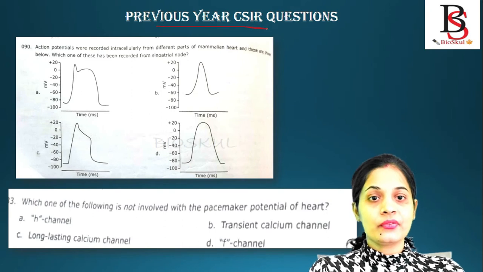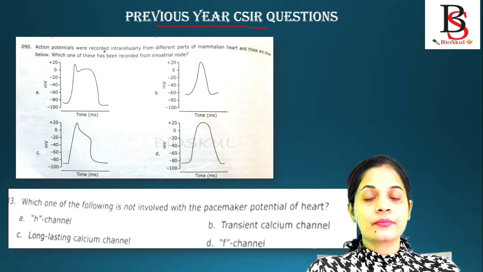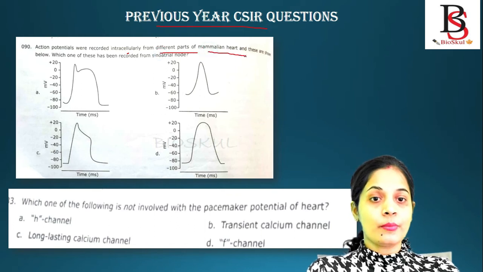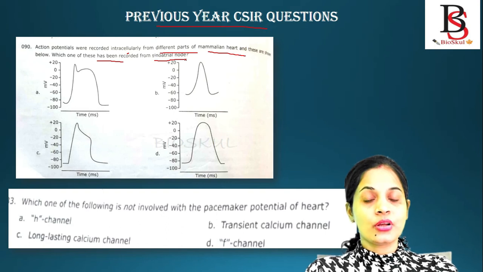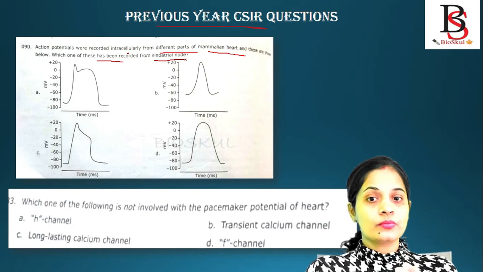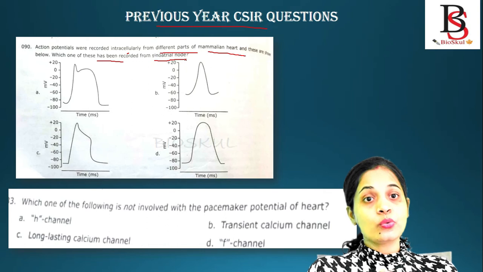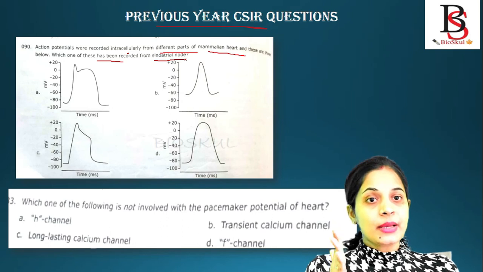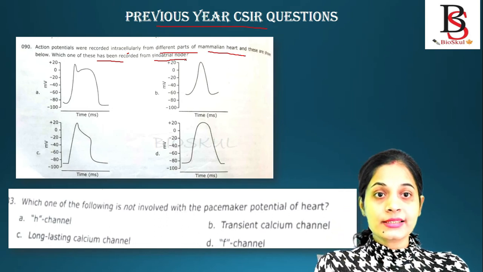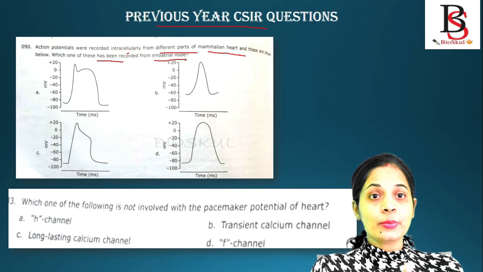So let's see some previous year CSIR question. Action potentials were recorded intracellularly from different parts of mammalian heart, and these are shown below. Which of these has been recorded from sinoatrial node? The question is asking which graph shows the action potential in the sinoatrial node, that is in the pacemaker cells. Pause the video for a second and think which one will be the correct option.